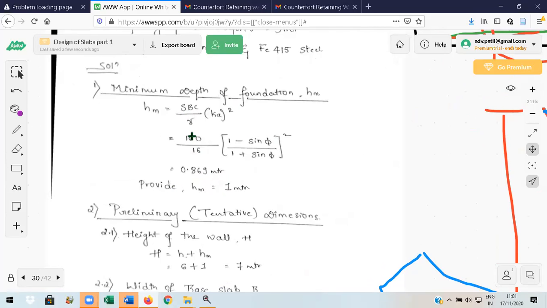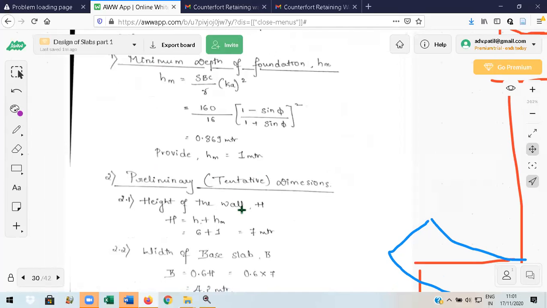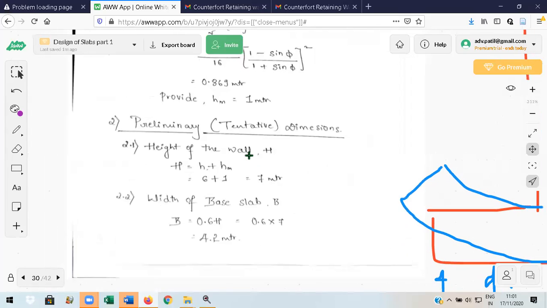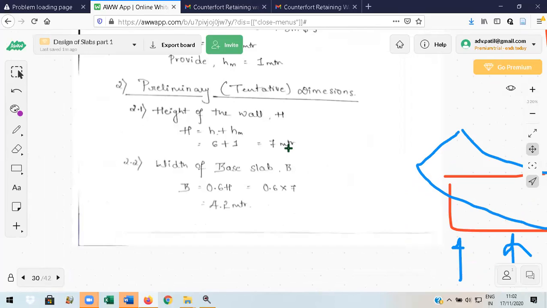Okay. Minimum depth is SBC by gamma into Ka square. This is the formula, where Ka is (1 minus sine phi) by (1 plus sine phi) squared. So 160 is SBC, and the density of the soil is 16. So 0.869 is rounded off to 1 meter. Now the preliminary or tentative dimensions: you have to fix the dimensions. You remember that whether it is a cantilever or counterfort retaining wall, you have to start with some preliminary dimensions and check them for stability.